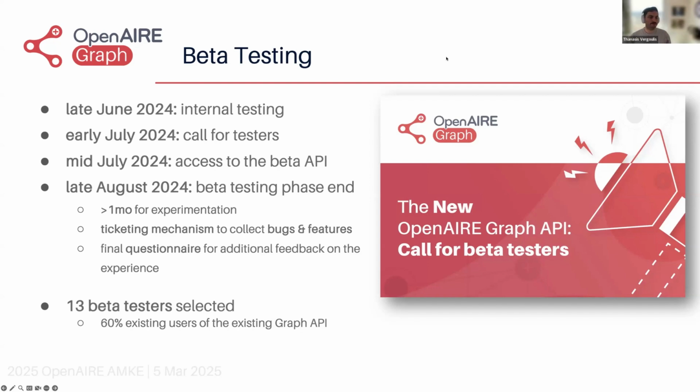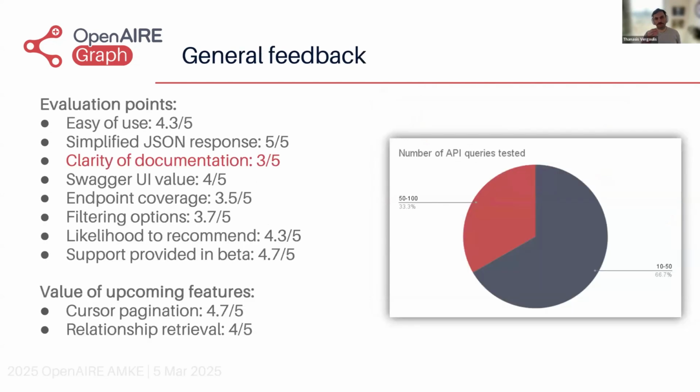And after this, the new APIs were released during the previous weeks. So after the beta testing, we have tried to incorporate the feedback we collected, to fix a couple of bugs and implement a couple of additional features. And then after these modifications were completed, the new API was released, and you can now find it through the OpenAIRE Graph web page or the documentation page.